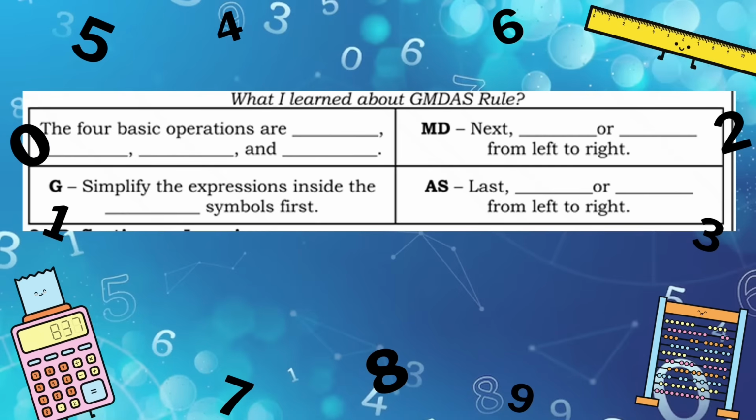So you're going to answer this: what I learned about GMDAS rules. Okay, so you're going to answer that for the question. So the four basic operations are, apat lang naman yun, division, multiplication, addition, subtraction. So MD next, or blank, from left to right. Okay, alam niyo naman ang isasagot dito.